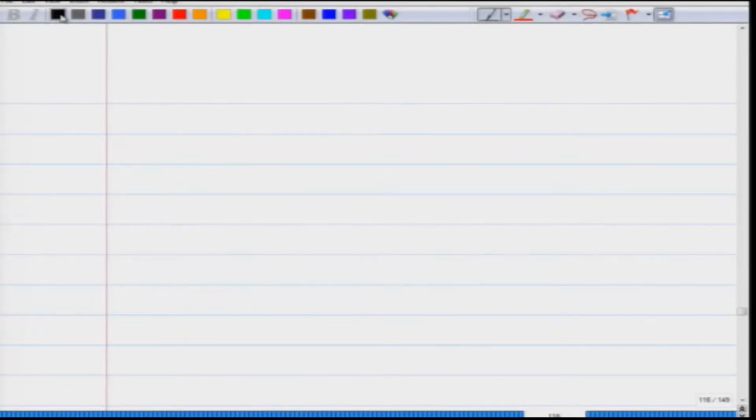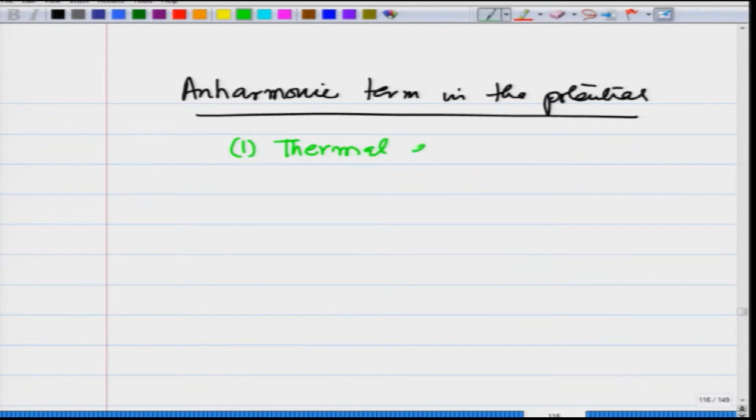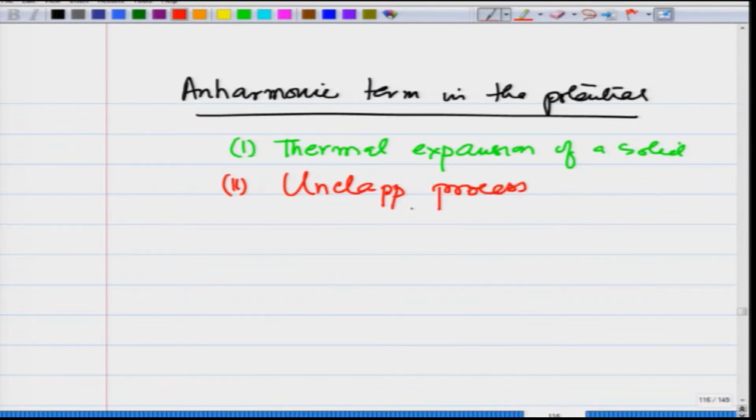The other effect, which in particular I want to talk about, is that it changes the thermal conductivity, what is known as Umklapp process, and this is something new that you should know about. So, I will talk about these two things in the context of the anharmonic term in the potential, and the two things that I am going to talk about are, number one, thermal expansion of a solid. And the other thing that I am going to talk about is what is known as Umklapp process, and this affects thermal conductivity.